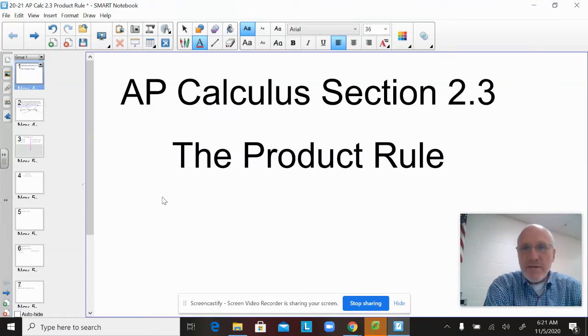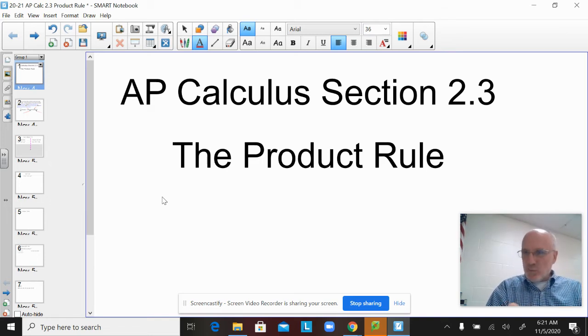Good morning. We are starting section 2.3 in calculus today, and the first part of 2.3 is called the product rule, which is how to take the derivative of a product. If a function is one function times another function, this is how you'll take the derivative.